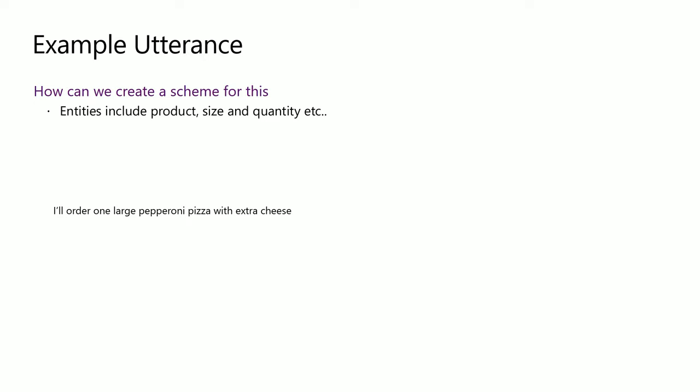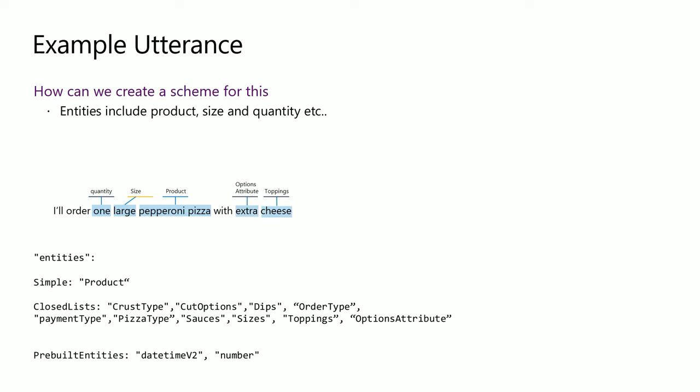OK. So we want to create a schema. Basically, when you build a language understanding model, you have to create a schema of intents and entities. So in this specific example of the pizza bot, we need to define a set of entities that include a pizza type, a size, and a quantity.